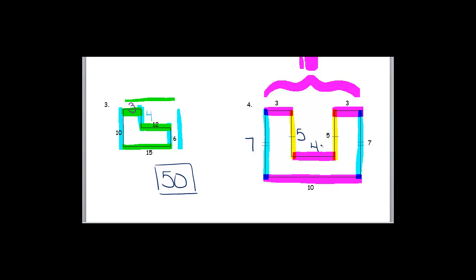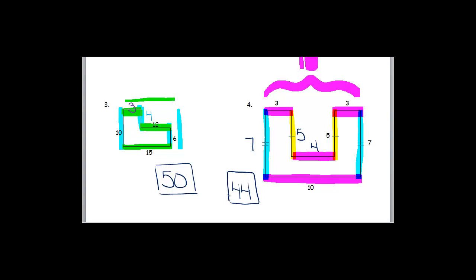So now, since all of the pieces are accounted for, we can go ahead and add the sides. So 7 plus 10 is 17, plus 7 more is 24. That gives us 27, 32, 36, 41, and a grand total of 44.